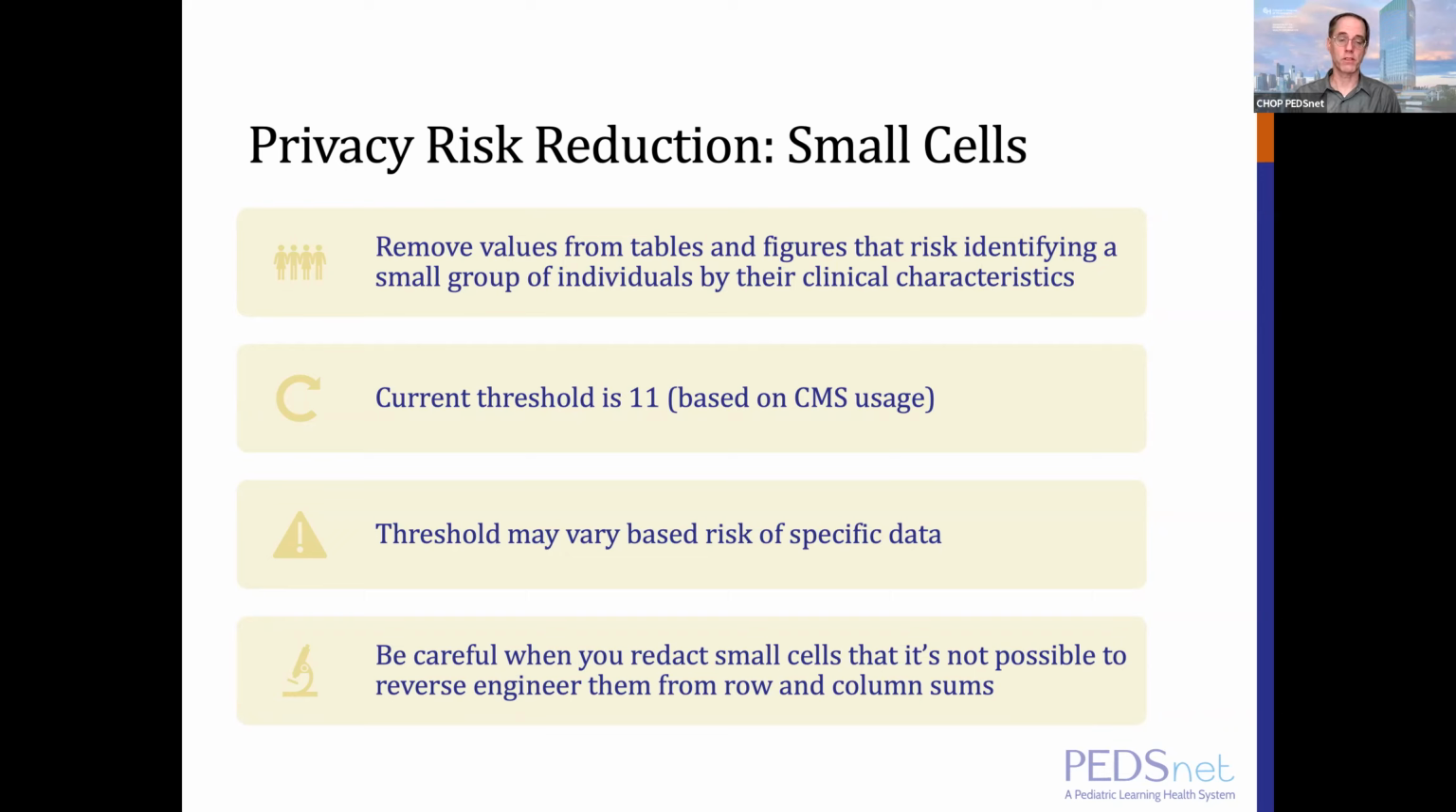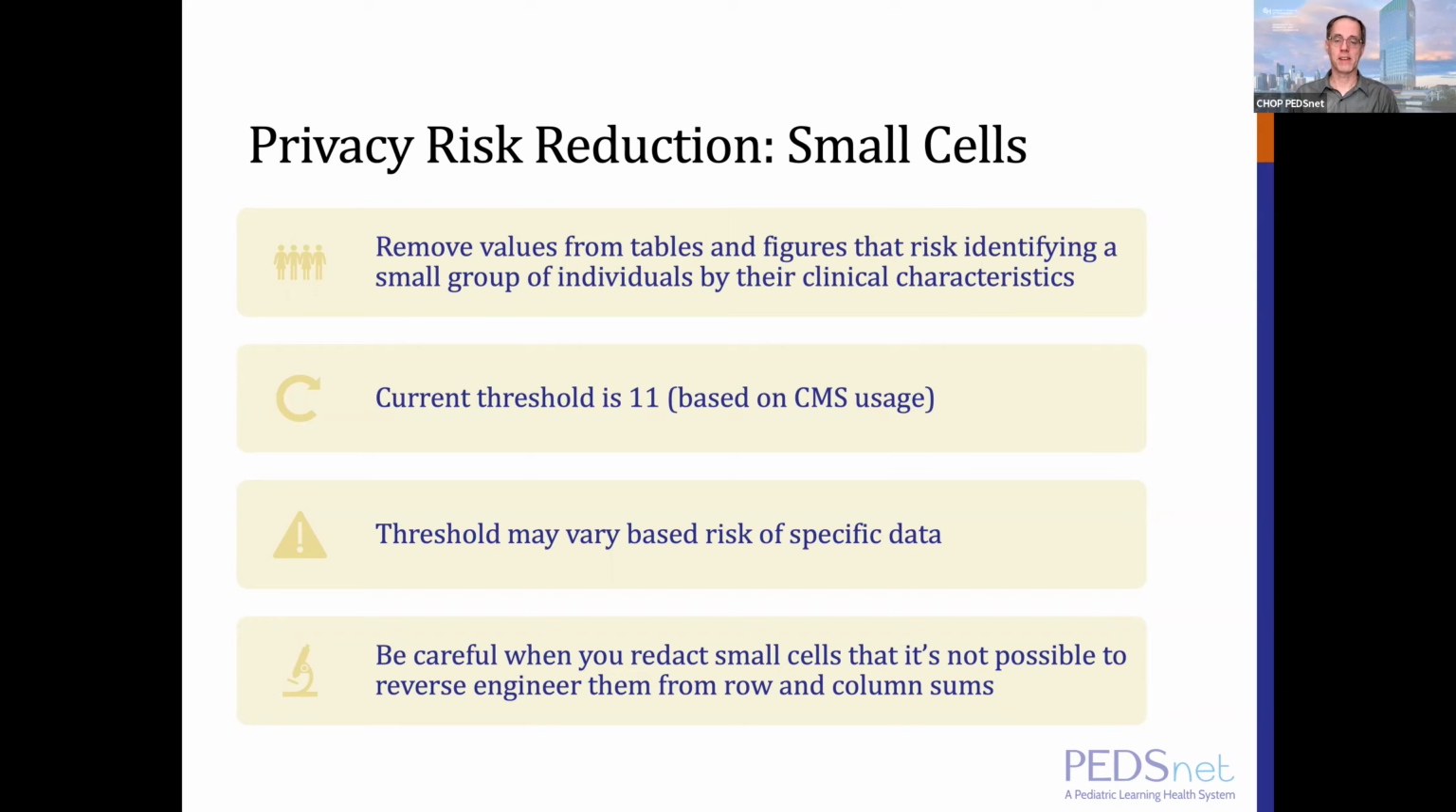Particularly in areas like rare disease research, there is the possibility that smaller thresholds may be appropriate, but for large data sets like PEDSnet, we at least start with a value of 11. That number may go down for lower risk circumstances. It may go up for higher risk circumstances. And risk here depends not just on the clinical content of the data, but it may depend on what other information the particular cell conveys.